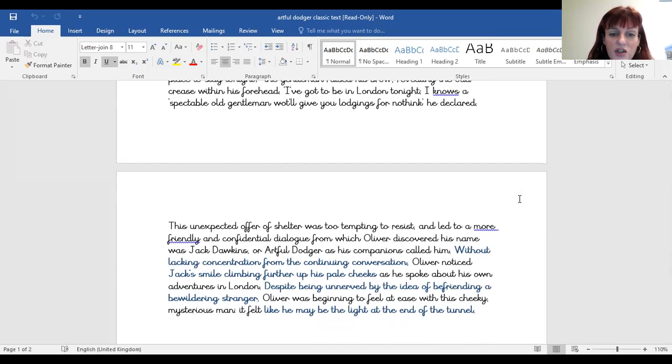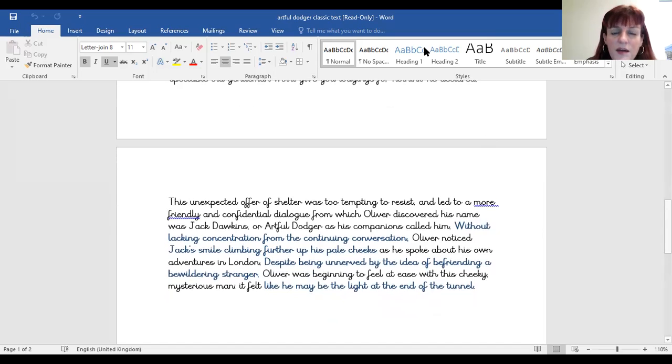Without lacking concentration from the continuing conversation, Oliver noticed Jack's smile climbing further up his pale cheeks as he spoke about his own adventures in London. Despite being unnerved by the idea of befriending a bewildering stranger, Oliver was beginning to feel at ease with this cheeky, mysterious man. It felt like he might be the light at the end of the tunnel.